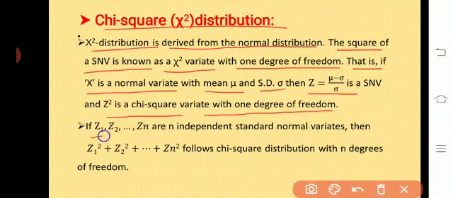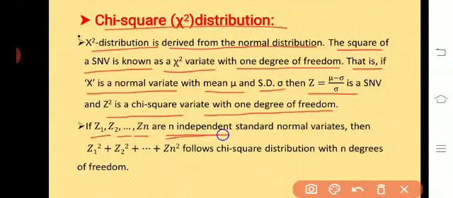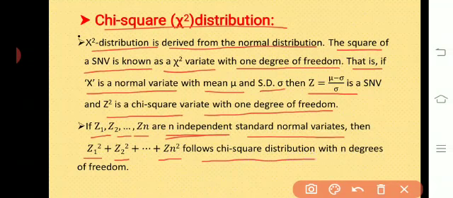If z1, z2, ..., zn are n independent standard normal variates, then z1 square plus z2 square plus so on up to zn square follows a chi-square distribution with n degrees of freedom. Here degrees of freedom means the number of independent variables.